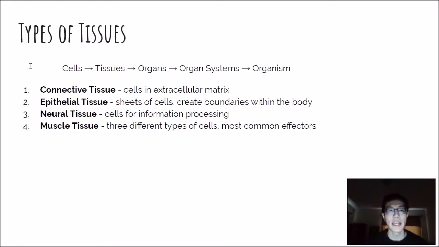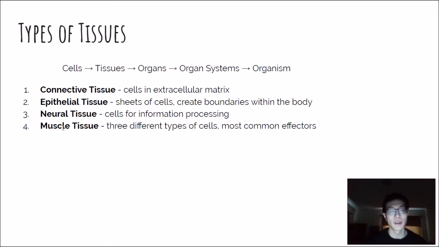So there are four main types of tissue. We have connective tissue, epithelial tissue, neural tissue, and muscle tissue. So connective tissues are ones that are basically going to be cells in the extracellular matrix. So connective tissue right there. We have epithelial tissue, which are mostly sheets of cells that allow for the creation of boundaries between the body. As we know, cavities, boundaries, those are fairly important.